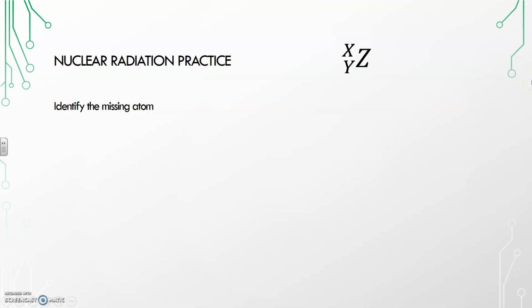Alright, so this video is going to look at nuclear radiation problems and practice them a little bit. In these problems, we're going to use this form here, X over Y, Z, where X is the mass number, so the number of protons plus the number of neutrons. Y is the atomic number, so the number of protons, and then Z is the element.